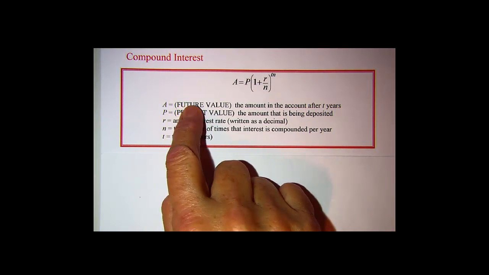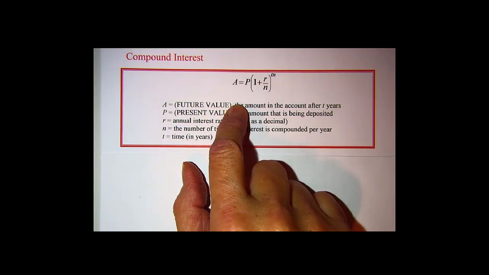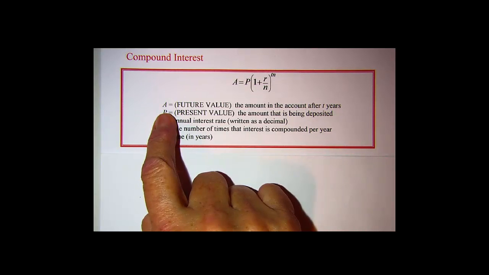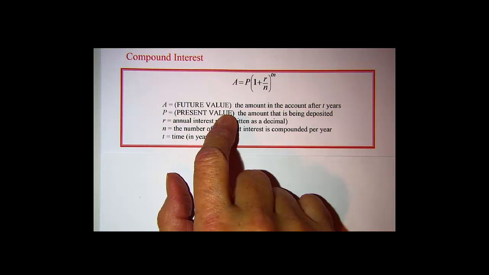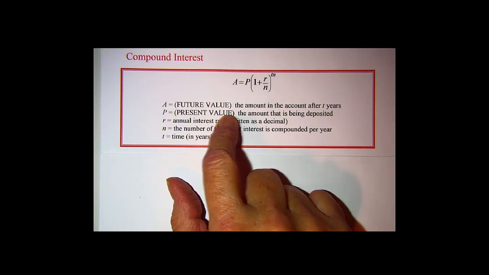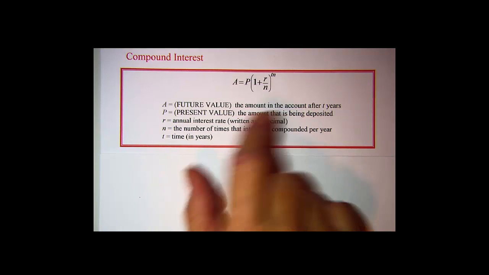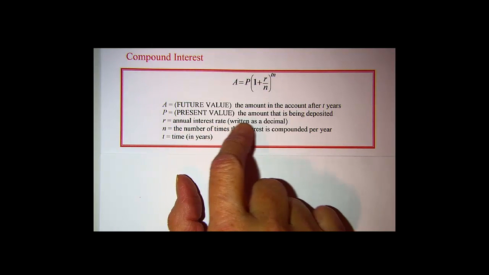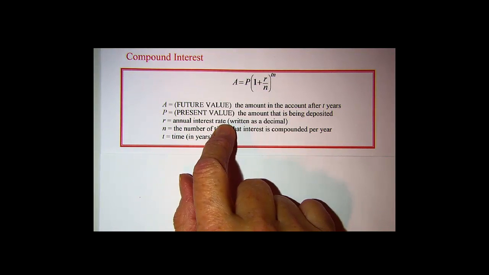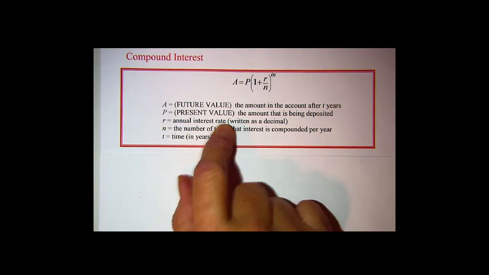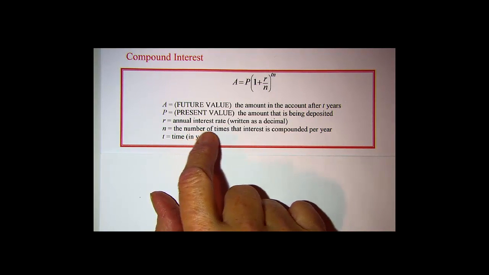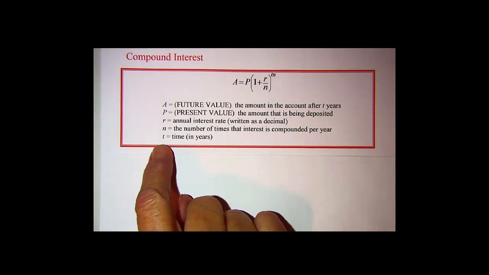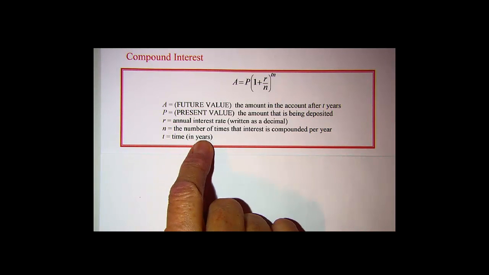The A represents the future value, which is the amount in the account after T years. The P represents the present value, or the principal, and that is the amount that you're depositing. The R is the annual interest rate. We have to write it as a decimal. In the problem, it'll be given as a percent. N is the number of times that the interest is compounded per year, and T is the time in years.